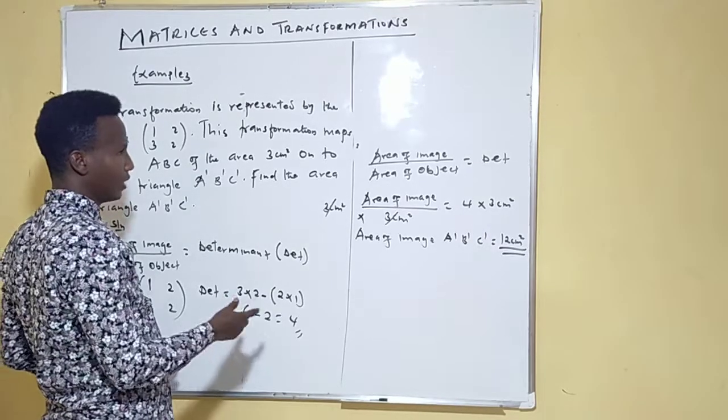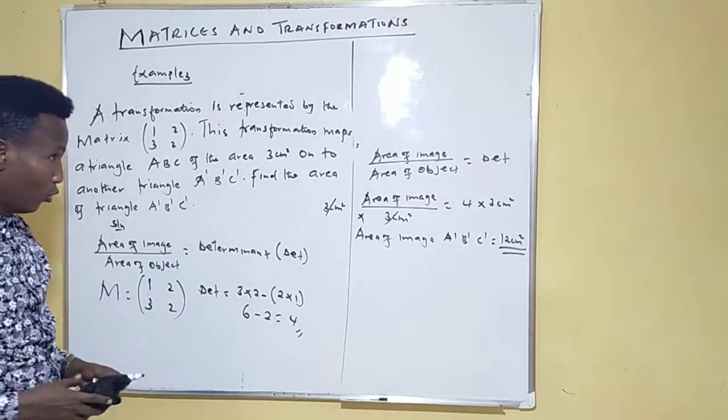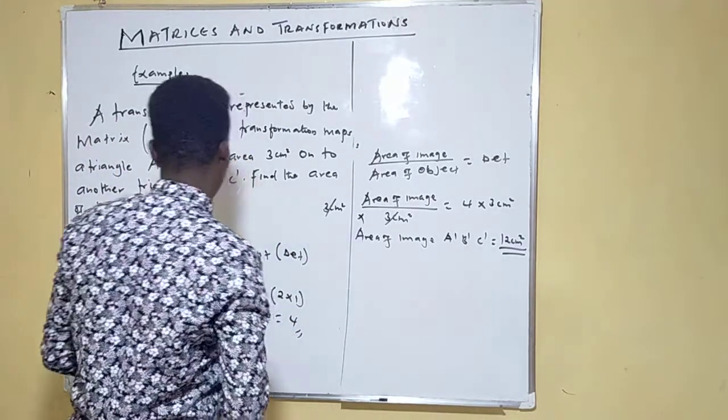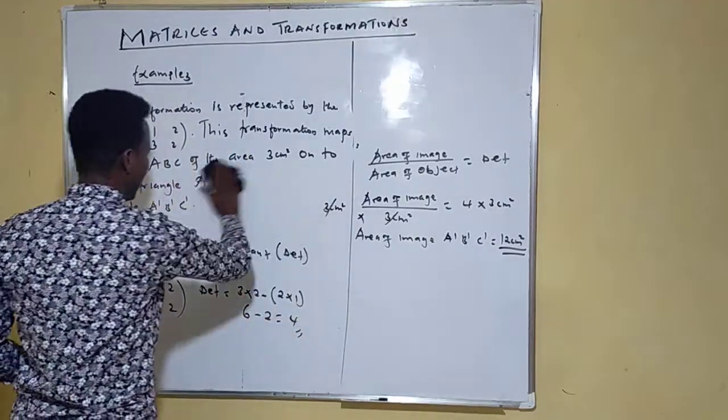Then after that, we know that the area of the image divided by the area of the object is equal to the determinant, which is det. Okay, from there you can carry out your calculation.